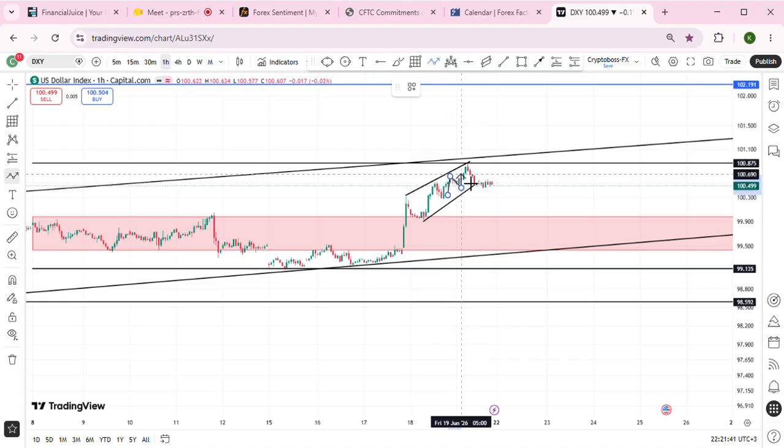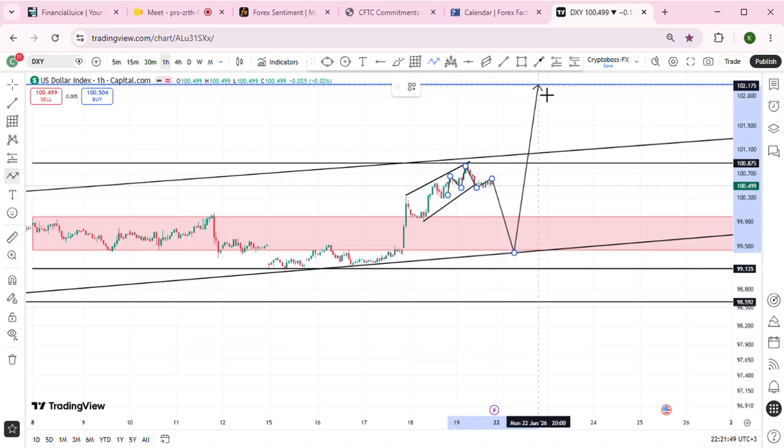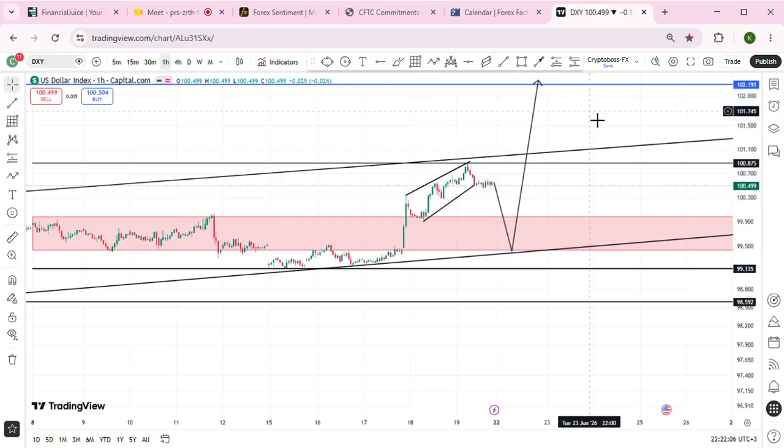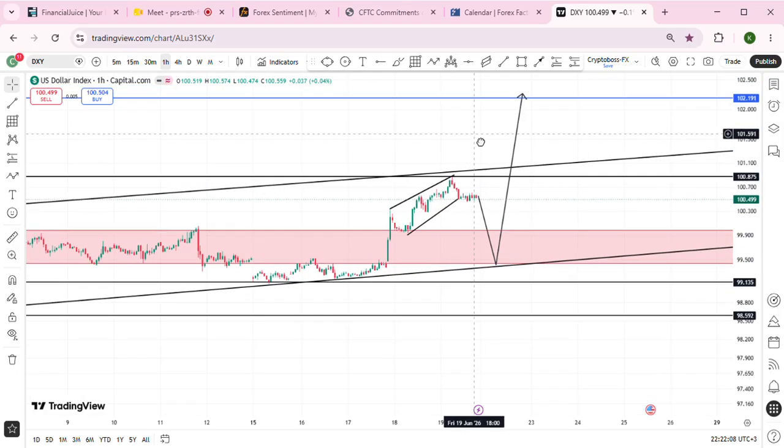So I can expect the dollar to do what? The dollar to drop to this level, and then we can look for what? We can look for buys. So that is my take on the dollar index. Expecting the market to come here, and then I can look for longs. That's my take on the dollar index.